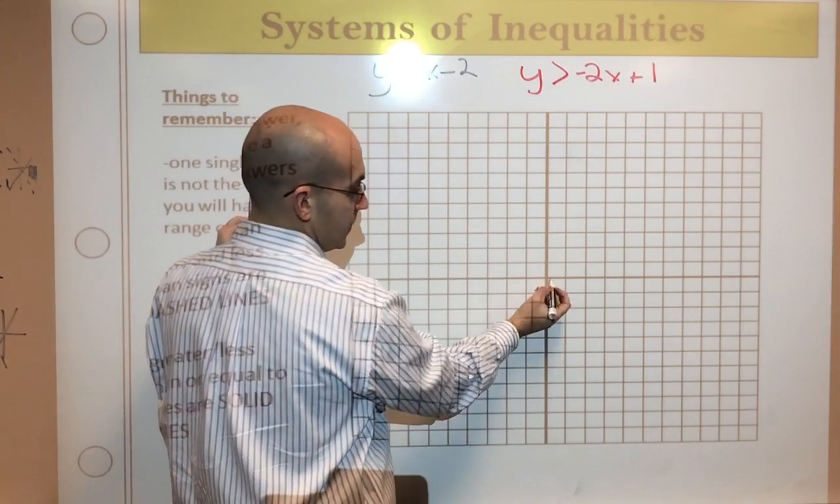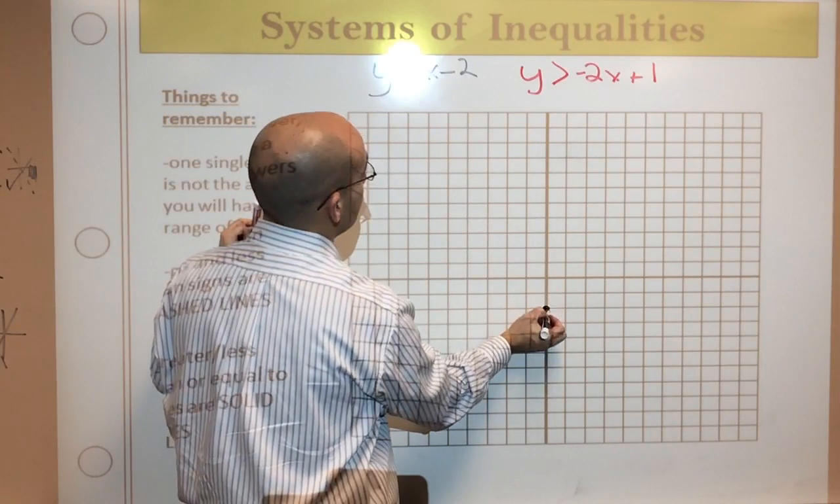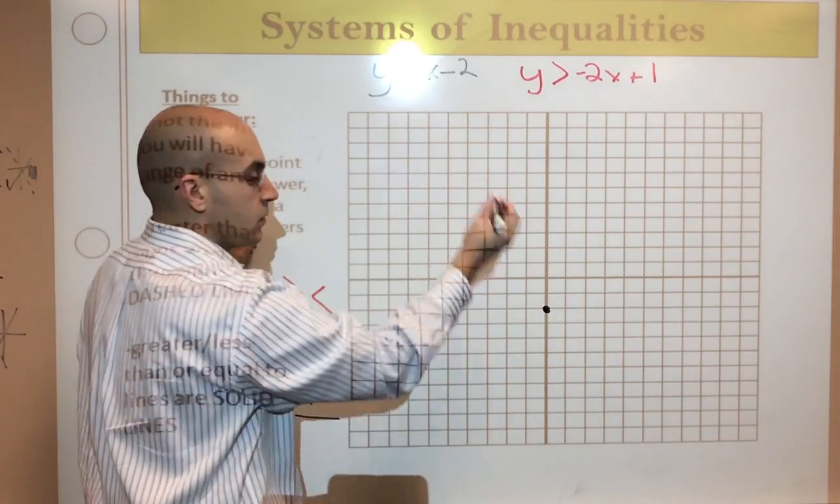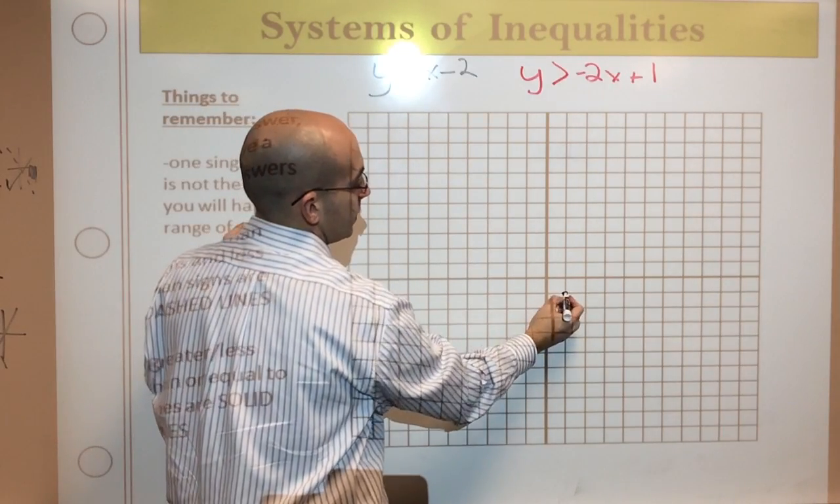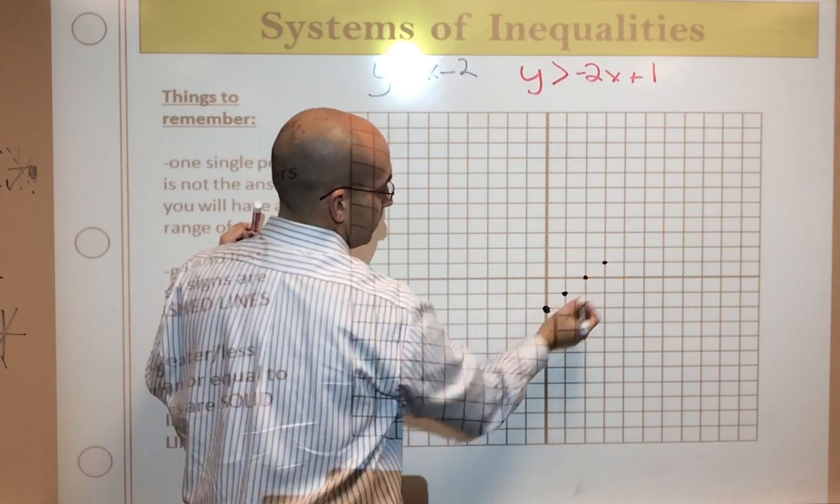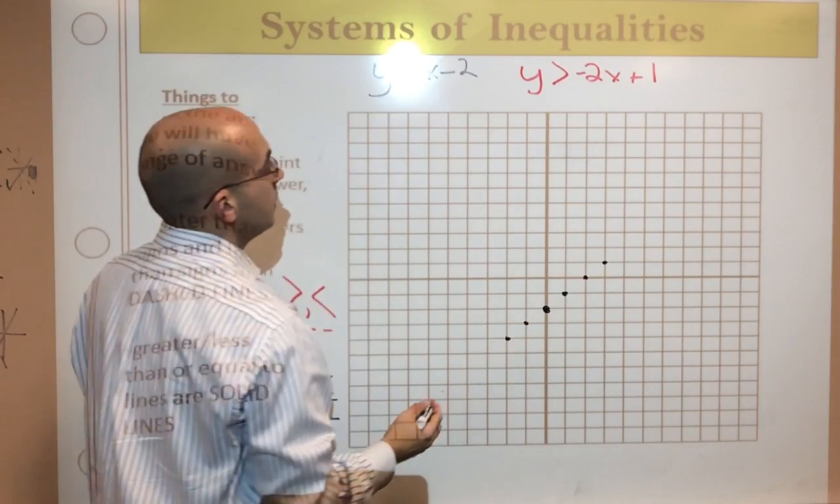I start at negative 2. So here's the origin. I go down 2. And the slope is 1, right? So 1 over 1. So up 1 over 1, up 1 over 1, up 1 over 1. I'm just going to make a few more points on this graph. Okay, so this is the black line.